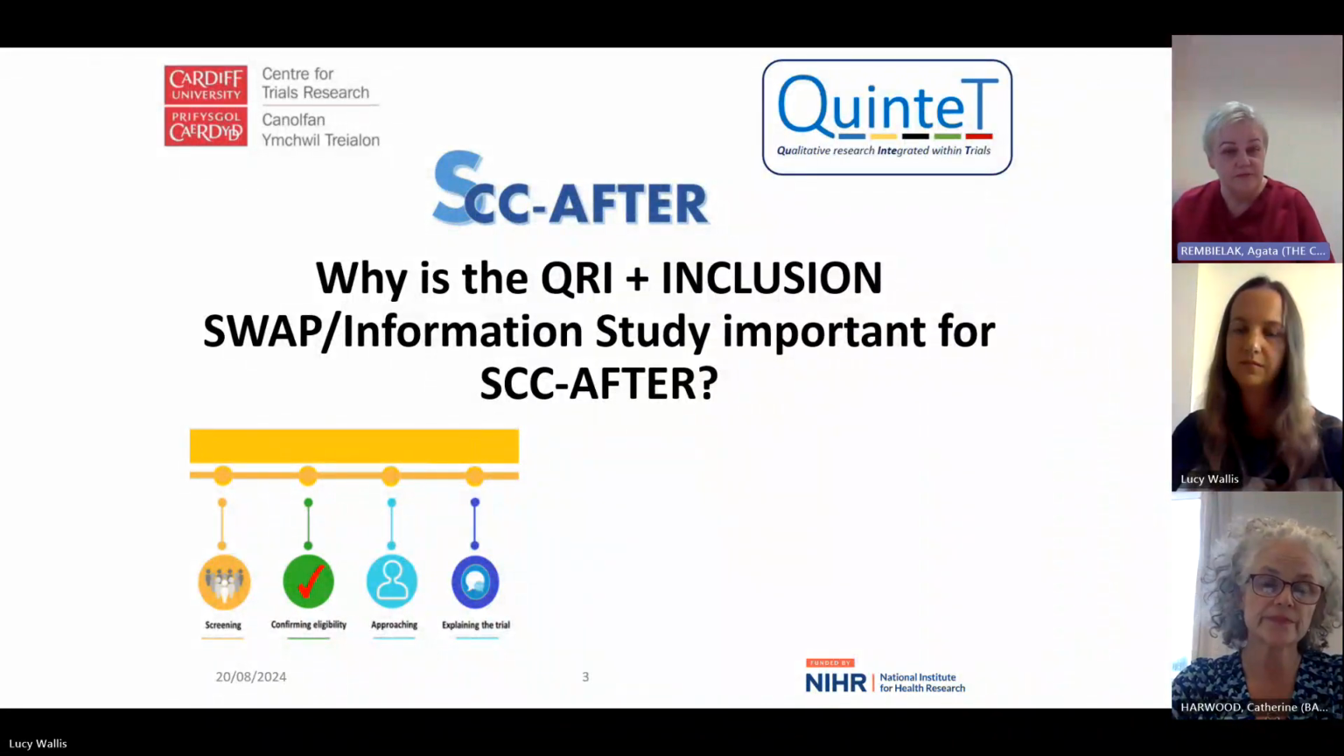So why is the information study important for SCC After? We know that patients want to participate in research, and how information is conveyed and informed consent is key to recruitment. Recruitment to randomized controlled trials is challenging, and this is likely to be the case for SCC After, involving possible complex recruitment pathways.